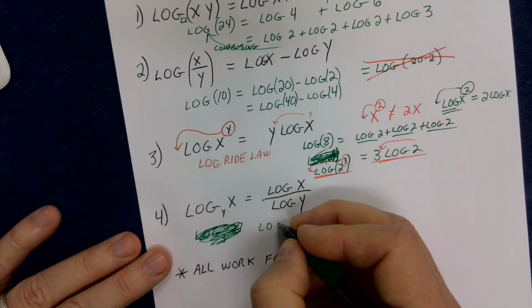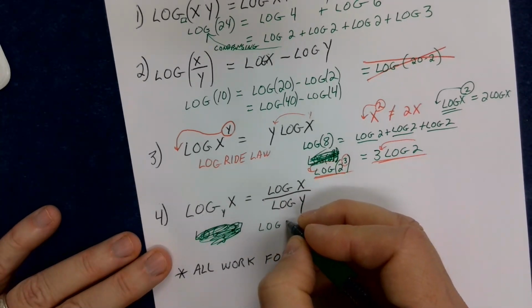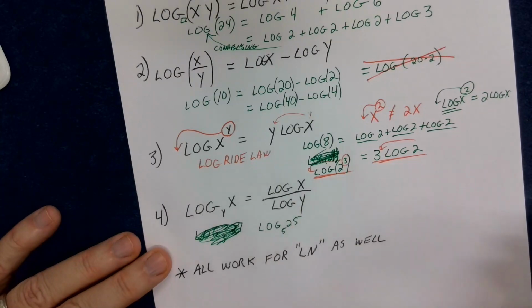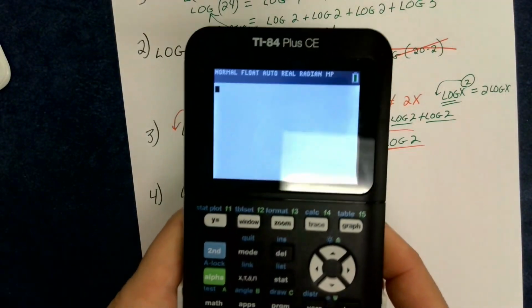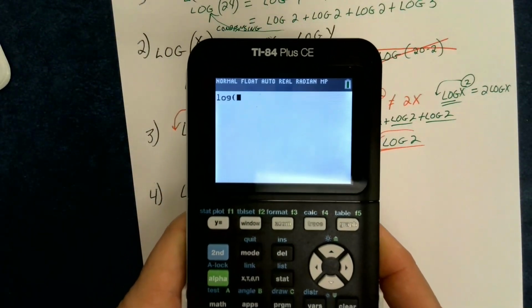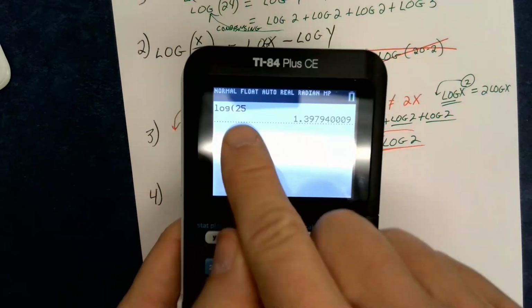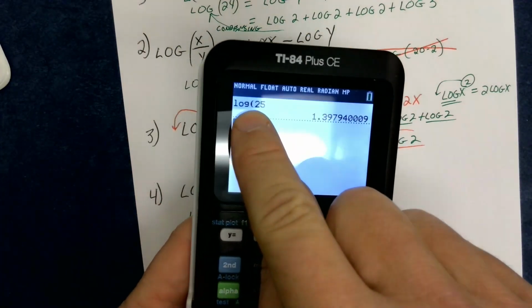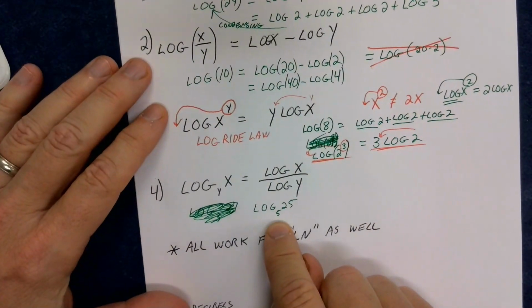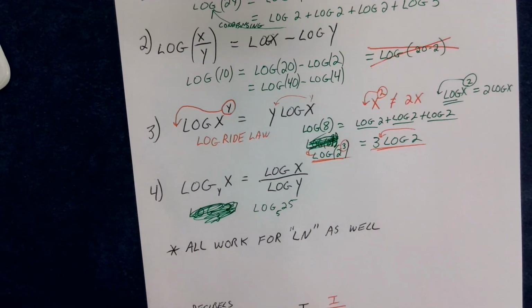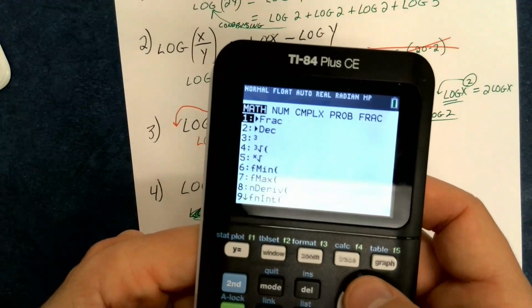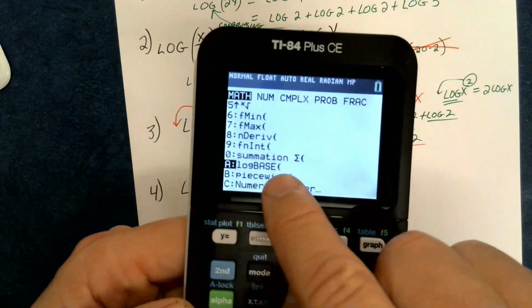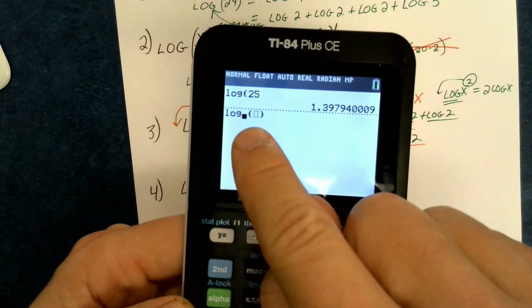Let's do log 25 base 5. If I do this, I cannot put log 25 into my calculator, because that's implied to be base 10. So what happens when I have a base other than the base that I want? Well, if you have this nice calculator right here, you can go to math, all the way down to A, log base, and it allows you to change it right there.